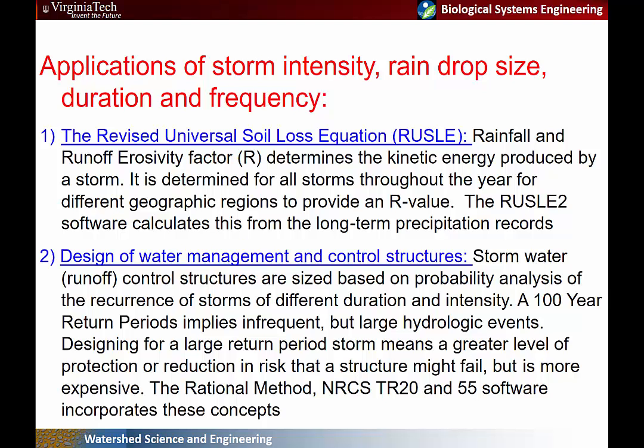For instance, a constructed wetland, if you design it for a 100-year storm, it's going to be a massive constructed wetland. It's also going to be very expensive to build. Those are some considerations of how return periods can be used in design of different practices.